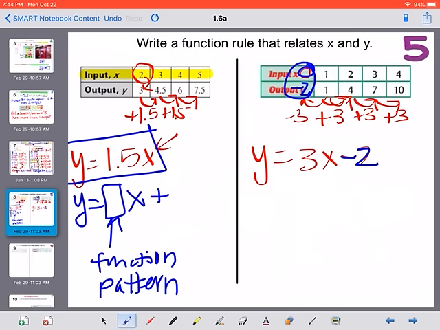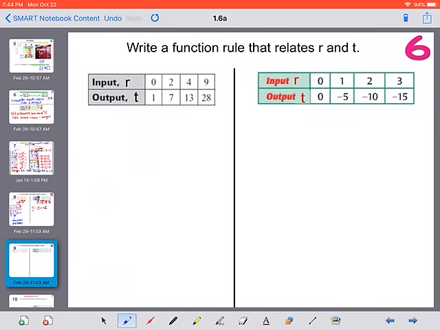Let's try a couple more. We're doing the same thing, they're just different letters, R and T. So if you want to instead make them X and Y, that's fine. This is really X, this is really Y. So we're trying to find out Y or T, whatever letter you want to use. The tricky part on this one, though, is that our inputs don't go by ones. So you need to just find a place where they do go by ones, or find what would go directly in the middle. Between 0 and 2, we would have 1.